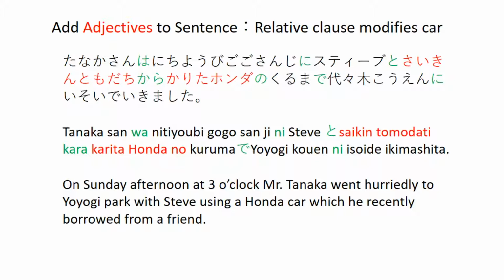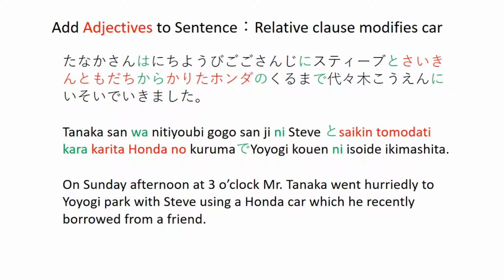And we say that by using the words that are in red, 最近友達から借りたHonda no kuruma. So Honda no kuruma, the no there is the possessive no. So Honda no kuruma means a car described by the type Honda. So a Honda car. And we modified that by 最近tomodachi kara karita. Saikin means recently, tomodachi means friend, kara means from, karita is the past form of kariru, means to borrow, so karita Honda. A car that he borrowed recently from his friend.